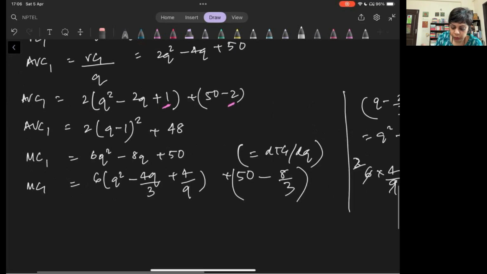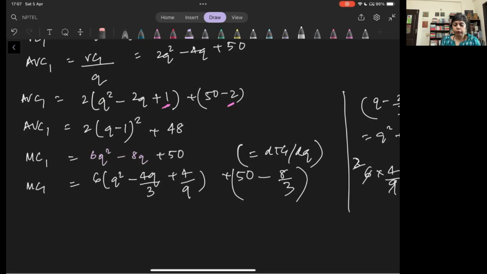Okay, let me explain now what I'm doing. I'm trying to make a perfect square here. Like I made 2(q minus 1) whole square, similarly, I'm trying to do a similar thing here. So the first thing I did is I took 6 common. You see, this is 6q² minus 8q. In this, I first take the coefficient of q² outside. So in the bracket, I'm just writing q² minus 8q by 6. 8q by 6 is nothing but 4q by 3.